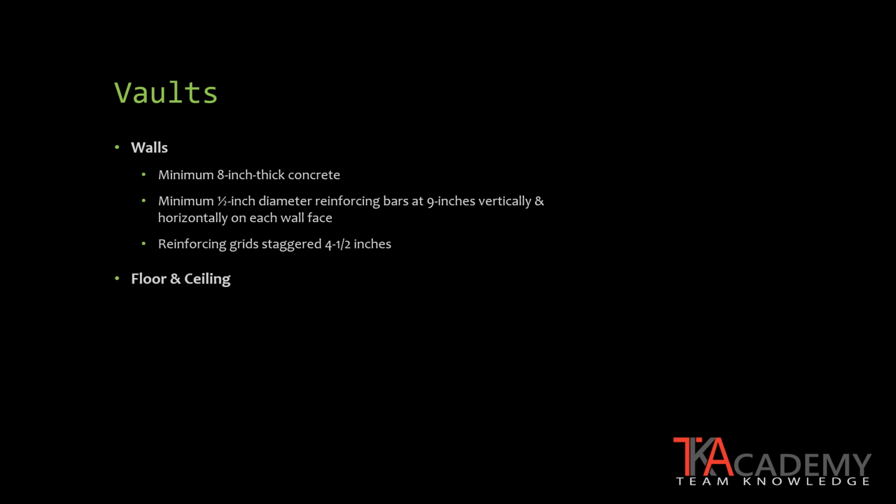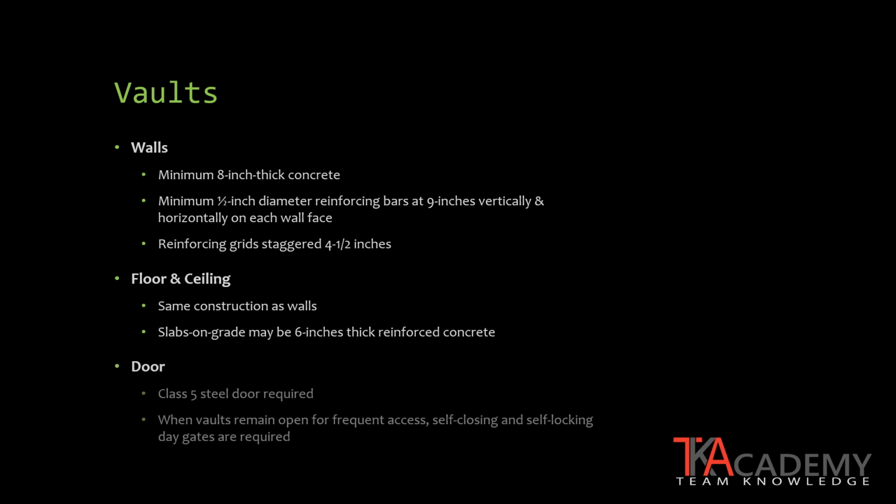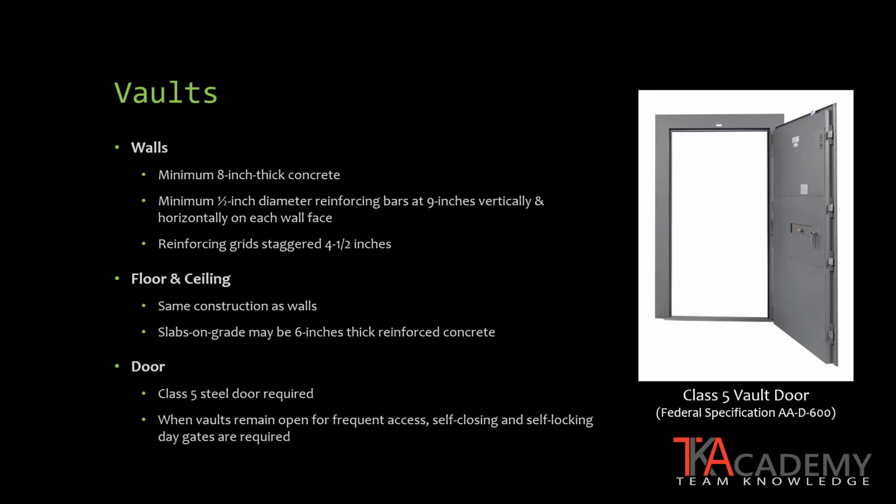Floors and ceilings are built of the same construction materials and methods as the walls. Because of their massive weight, vaults are typically placed on the first level of a building, which means that they may have floors that consist of slabs on grade. When this occurs, the slab on grade may be 6 inches reinforced concrete rather than 8 inches as the walls and the ceiling. Vaults have a single door which is made up of steel and rated as a Class 5 vault door. When the vault remains open for frequent access, there needs to be a self-closing and self-locking day gate to provide minimum temporary security while the vault is open.